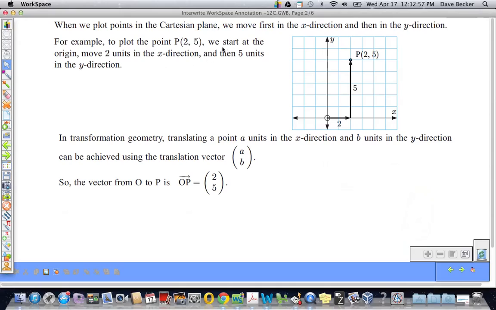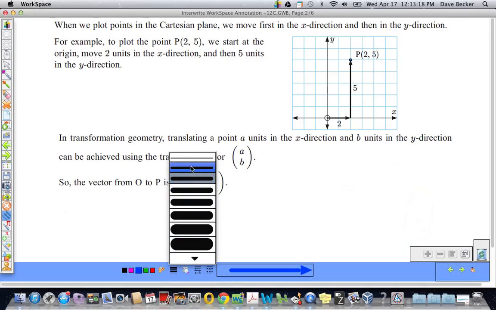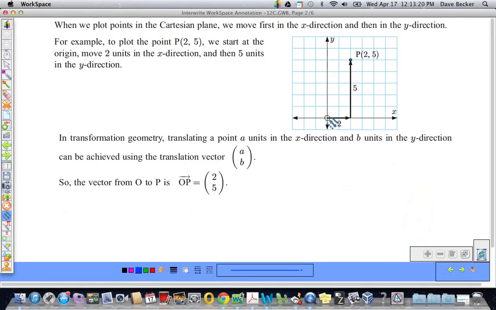When we plot points in the Cartesian plane, we move first in the x direction and then in the y direction. In other words, to plot the point (2, 5), we would start at the origin, move 2 units to the right and up 5. If I was going to draw the vector represented by (2, 5), then I'd start at the origin and go to that final point there. So right there is the vector (2, 5).